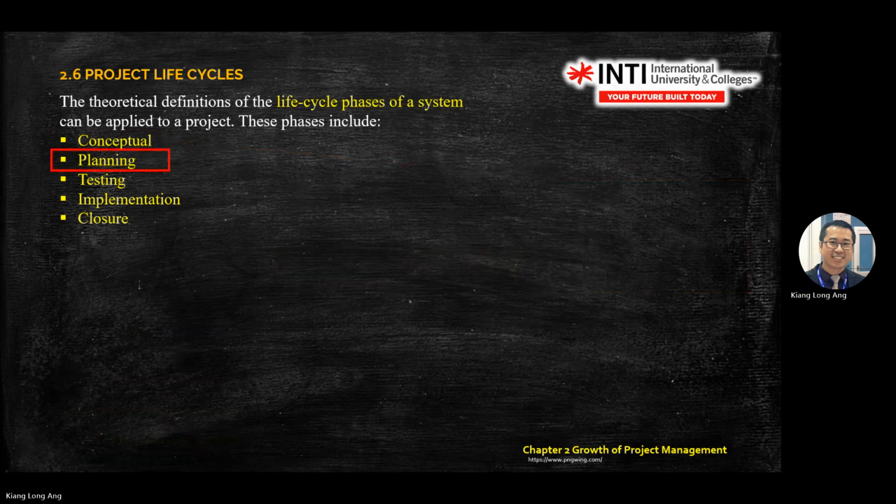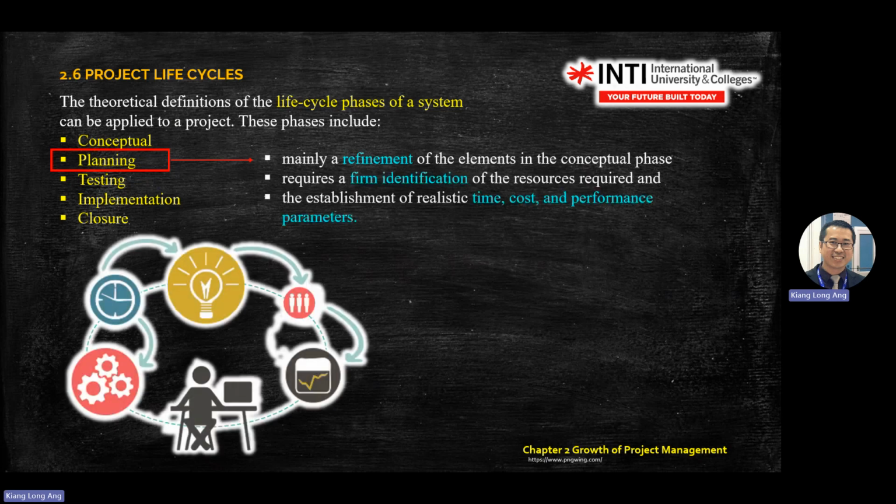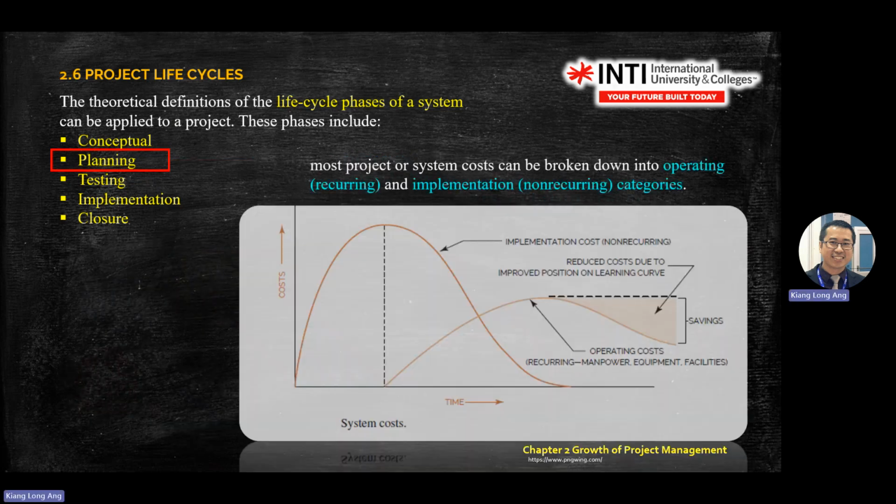Okay. Next, we go to planning. So planning, you read all this. Planning means you improve the earlier conceptual process. You research more, get more information. You do refinement. So it means you confirm your time, cost, and performance parameters. Next, you go to the rest. You read this one.